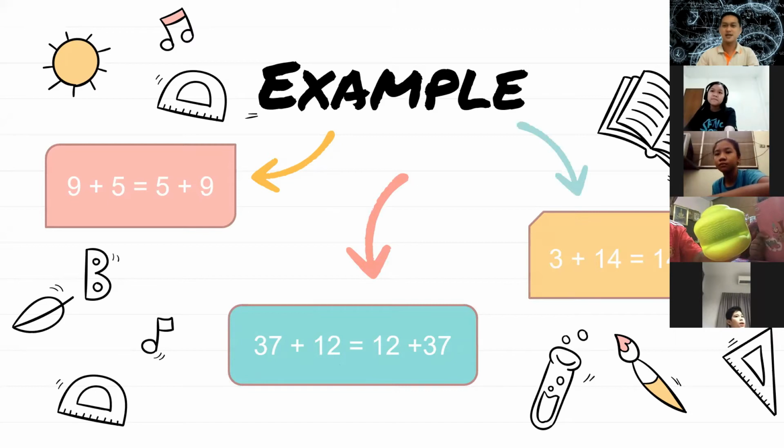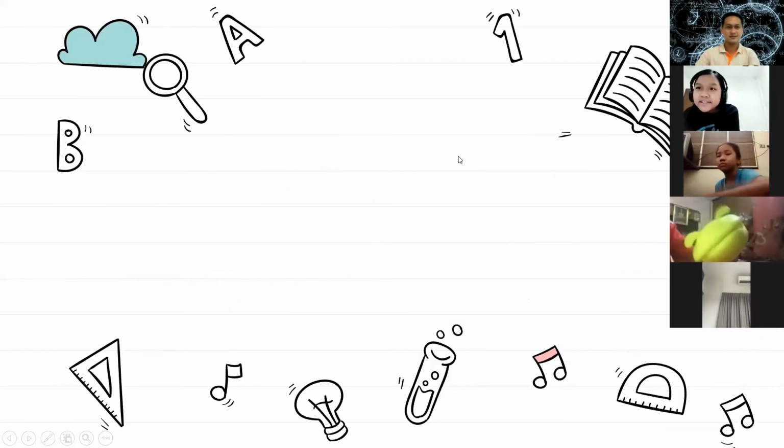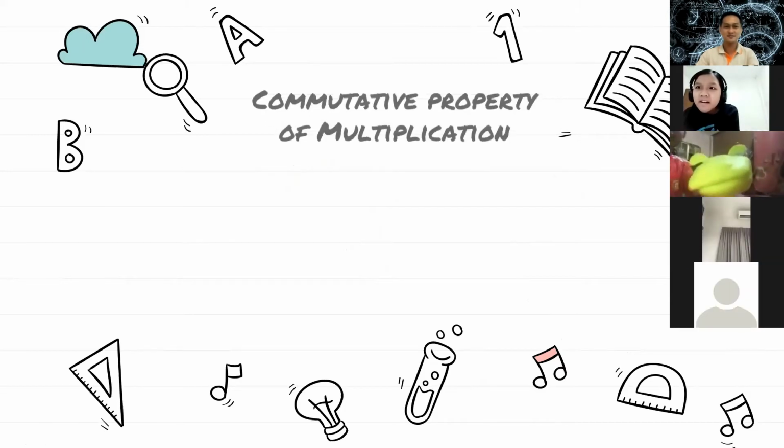Next, we have 3 plus 14 equals 14 plus 3. What is our number? 14. What will be our answer? 17. If we add 3 plus 14, 17. Thank you. Other students, please answer, okay? You know how to add.